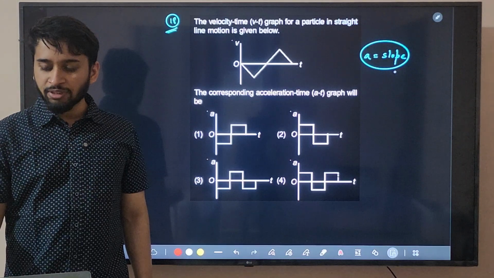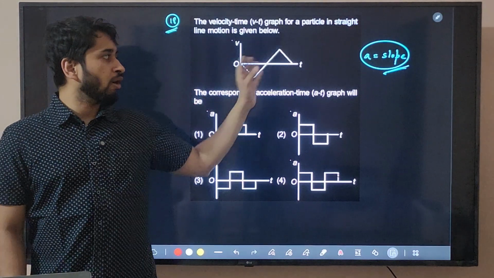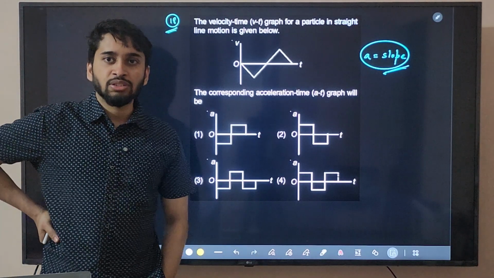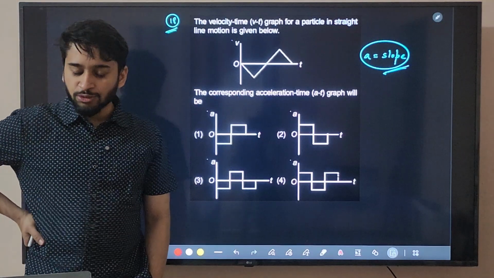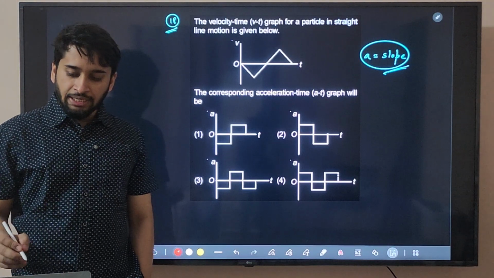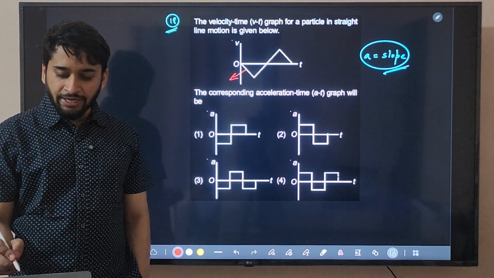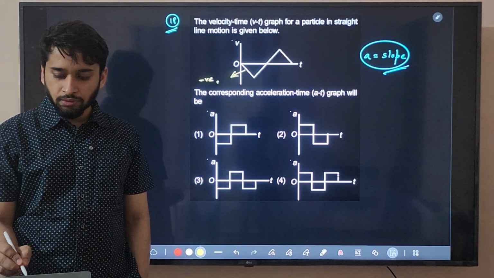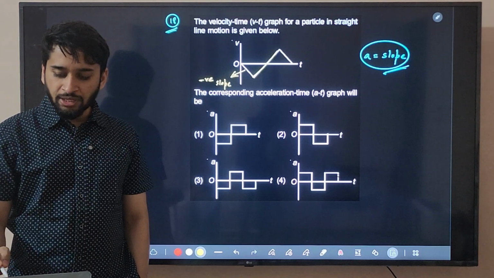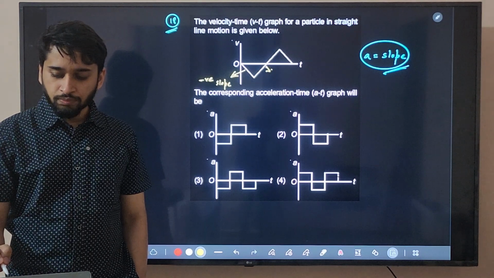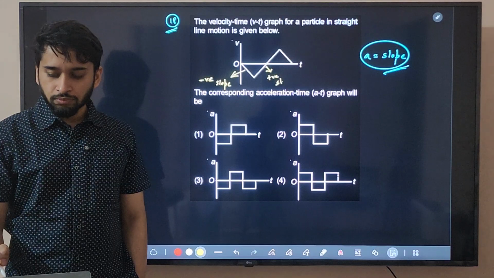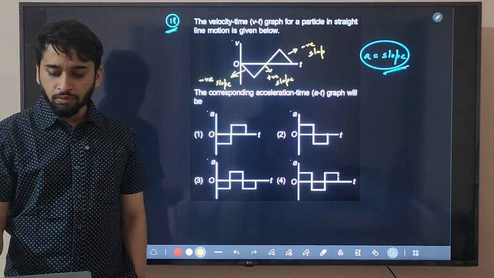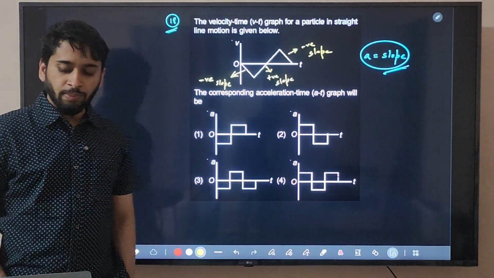So the main thing we need to figure out here is how the slope of the velocity time graph varies. If you see here, in this part the slope is negative, for this complete part you have positive slope, and again for this part you have negative slope. Fine. So negative slope, positive slope, and negative slope.